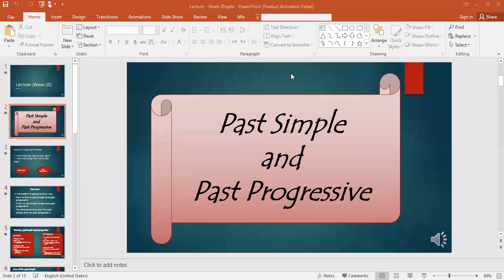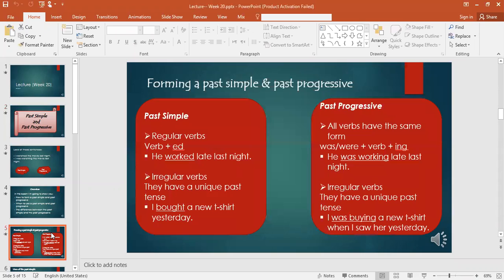So the first thing we talked about yesterday is that the past simple is formed by adding ed for regular verbs and by following the irregular verb list for irregular verbs, right? Who can remind us what are the uses of the past simple? Why do we use a past simple? Completed actions in the past. Very good.